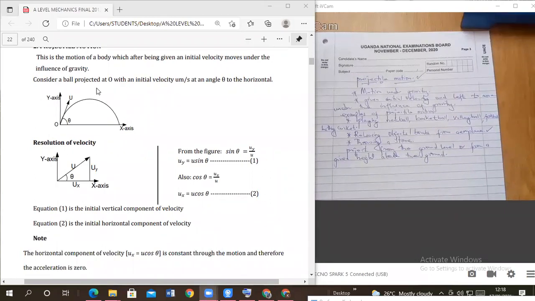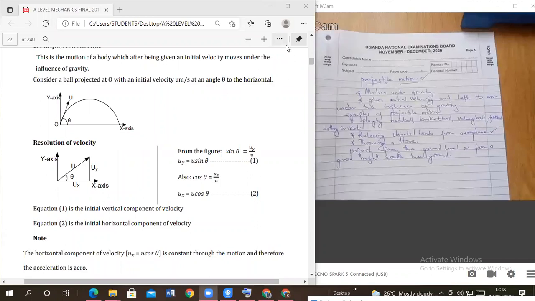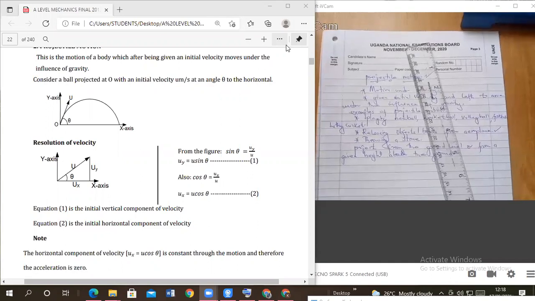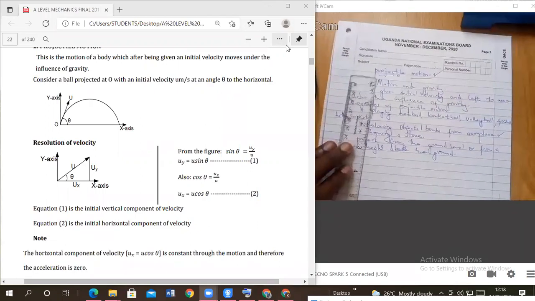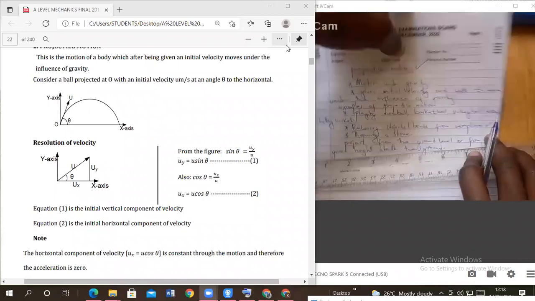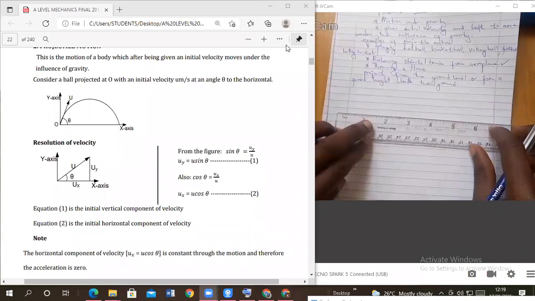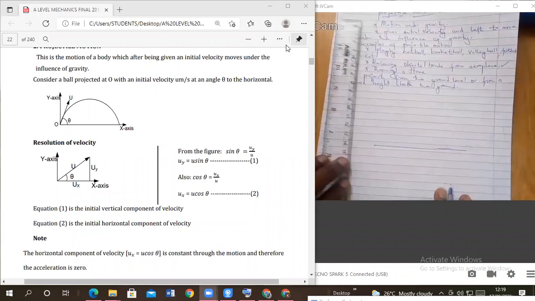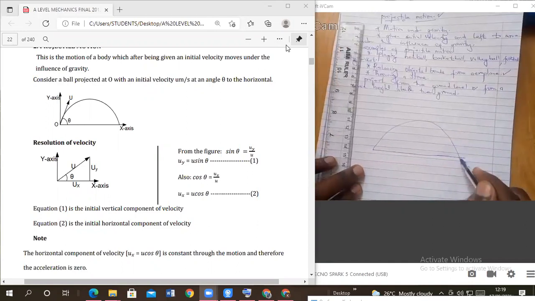Now let's look at the first case, where they are saying, consider a ball projected at O with an initial speed u in meters per second at an angle to the horizontal. So let's sketch that. This is the point of projection. Members, these notes, you have them. After this lesson, you must go and download the book. So the path will be like this. This will be the path followed by the projectile.